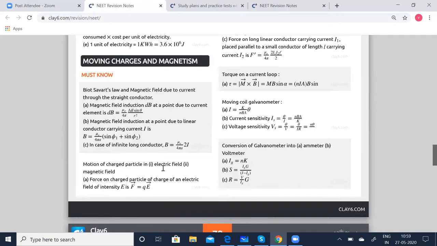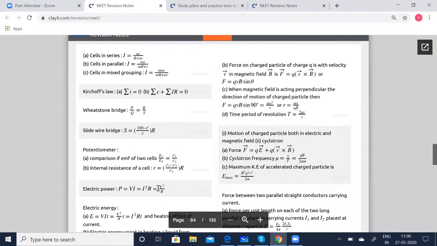Motion of a charged particle in an electric field and magnetic field. This is what we are going to see here, because the charges are going to undergo force, both the force due to the magnetic field and the electric field. We are going to see how this charged particle is going to react due to the electric field and the magnetic field. First, let us see the force on a charged particle of charge Q in an electric field of intensity E, which is given by F vector equal to Q times E vector.